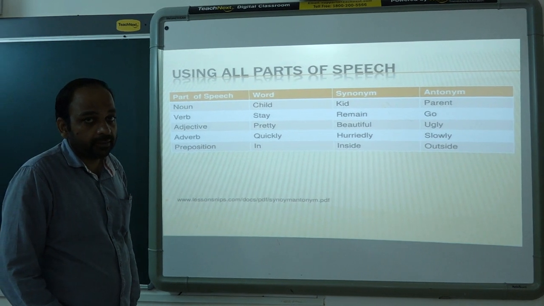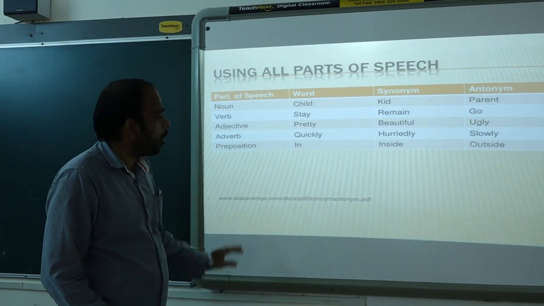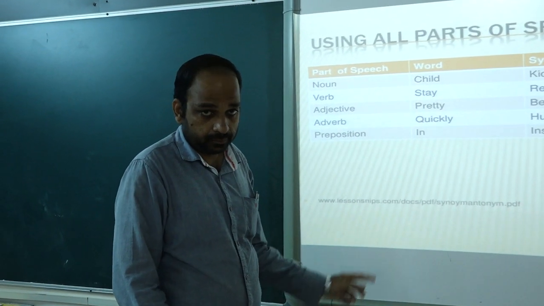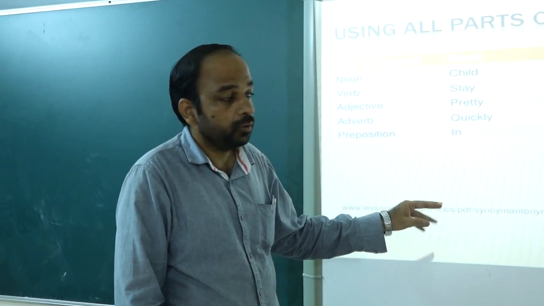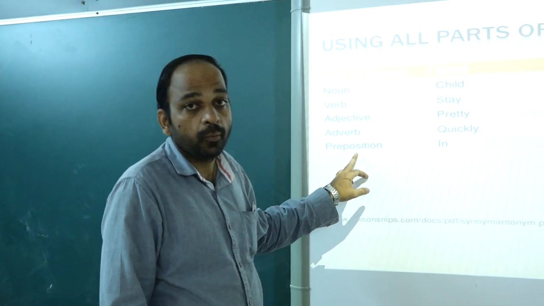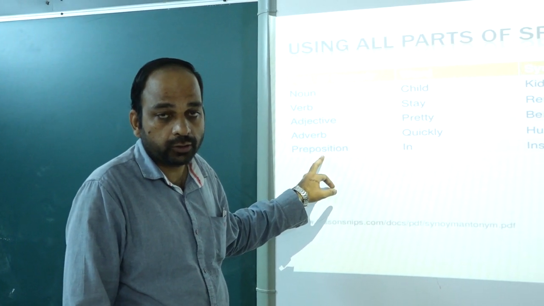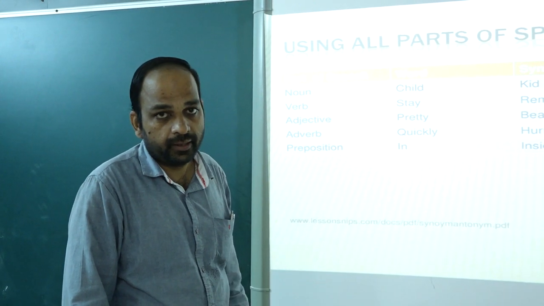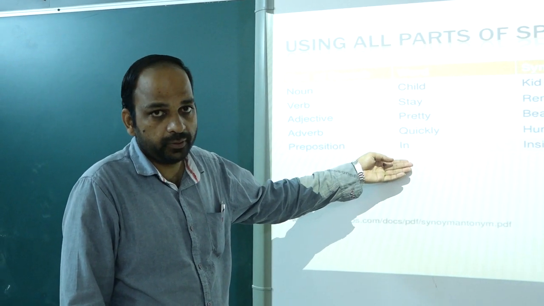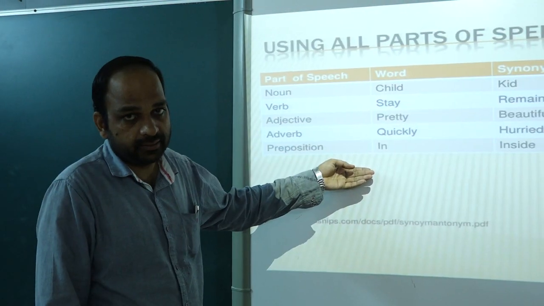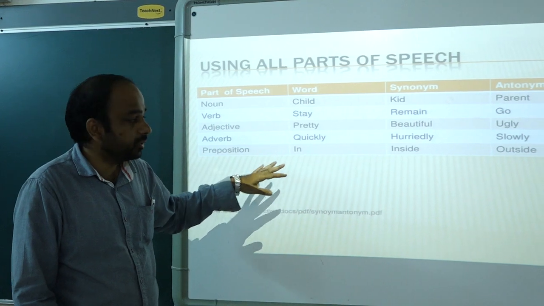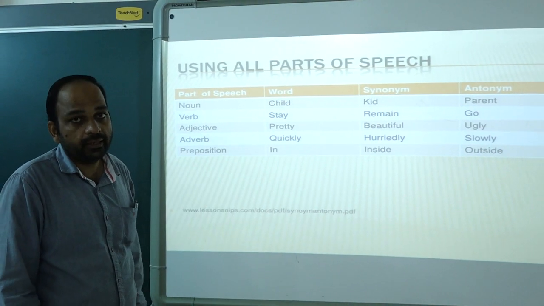So in your mind this question is there, a doubt: how is it possible for all parts of speech to have antonyms or synonyms? Especially, most students have doubts about prepositions. That's why I give an example. In front, preposition. Beside. Up, down. So these are words which you can use as antonyms or synonyms.